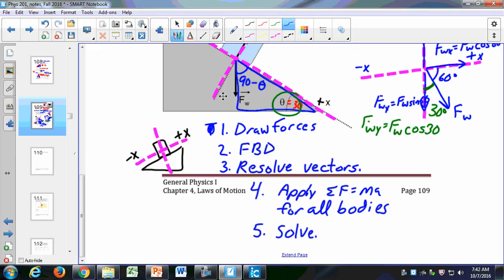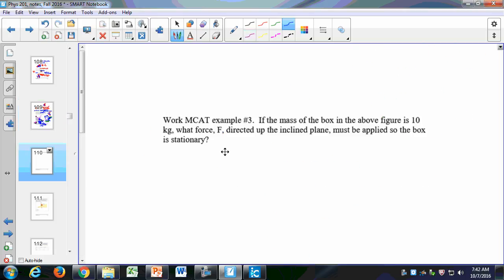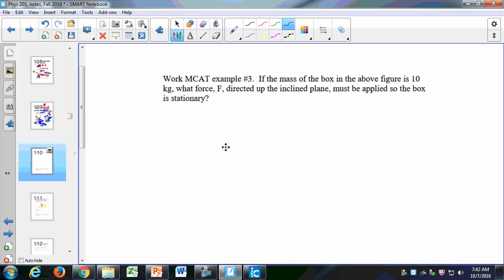Let's do an example. This is from an MCAT problem. Inclined plane is pretty big on the MCAT. I don't think I have any pre-meds, though. Do I have pre-meds in here? A couple, yeah. So for the inclined plane, if you have an inclined plane, you need to know it backwards and forwards. The MCAT changes from time to time.